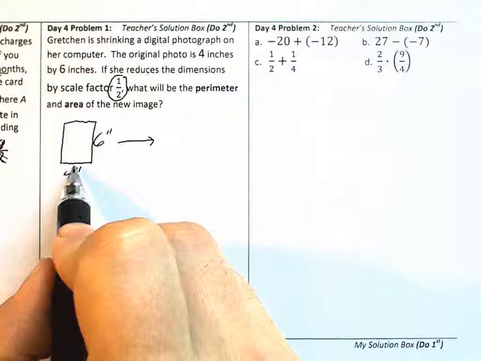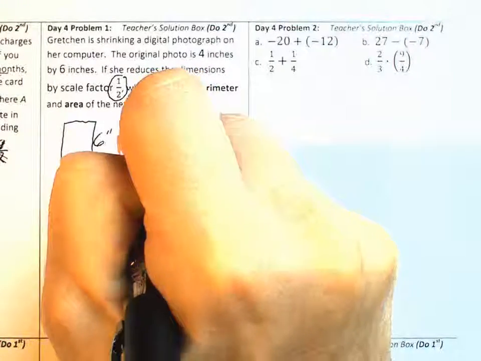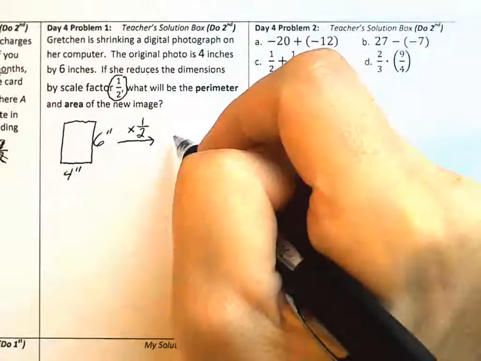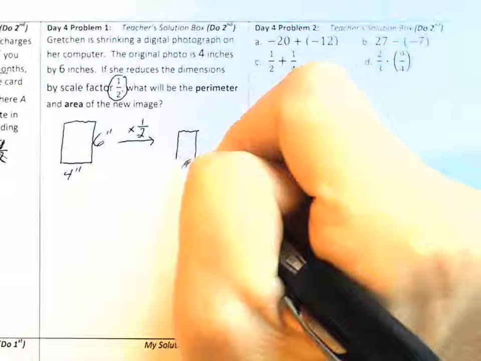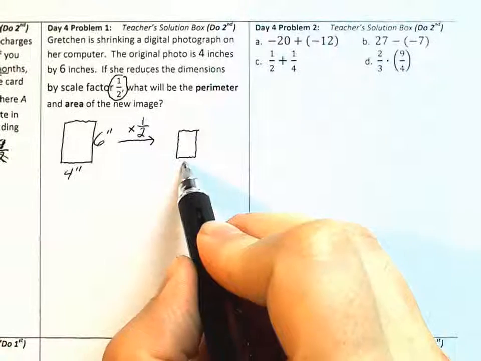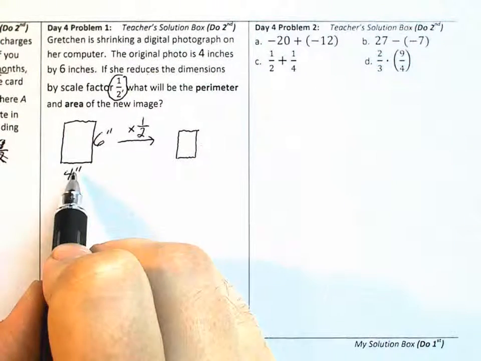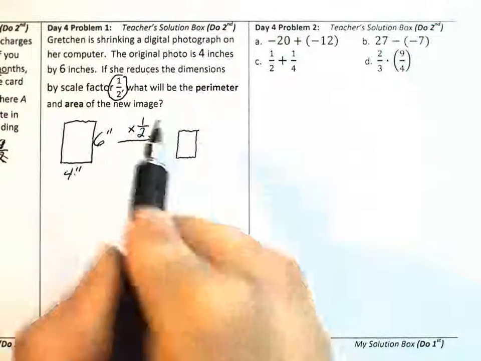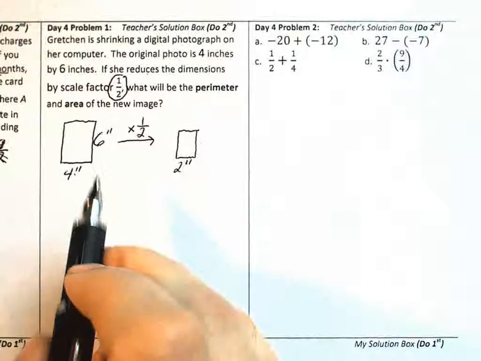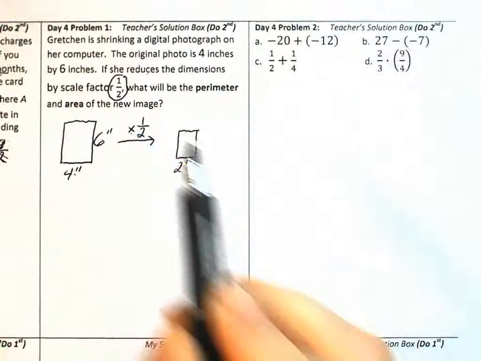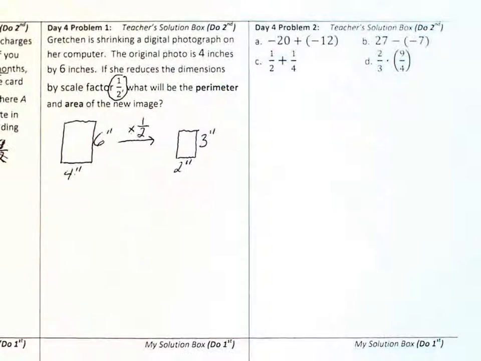So that means we're going to take these dimensions and multiply by 1/2. That's going to make a smaller photograph. So I'm going to draw a smaller rectangle. Now, what are the dimensions of this new smaller rectangle? 4 times 1/2, 1/2 of 4, that's 2 inches. 6 times 1/2, 1/2 of 6, that's 3 inches.